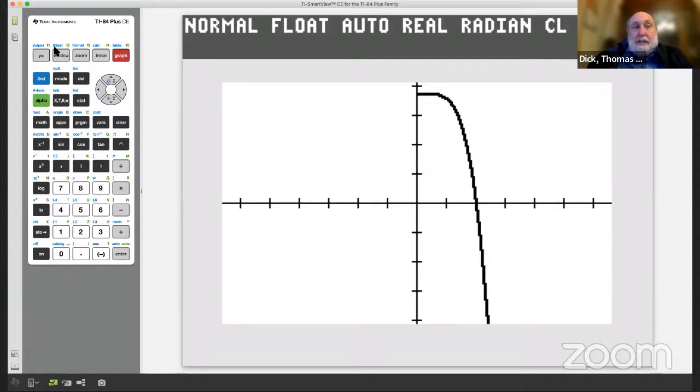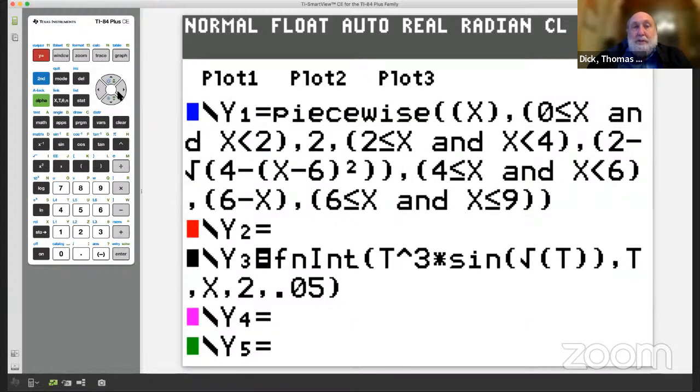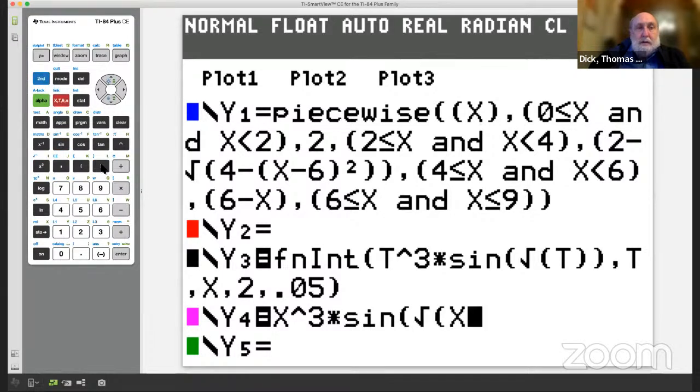Now, on the problem that Steve had, one of the most common mistakes would be to forget that you have to flip those bounds, right? So you might just think, oh, the derivative's just put in the x for t. So I'm going to go ahead and do that. Graph x cubed times the sine of the square root of x. And let's graph that.